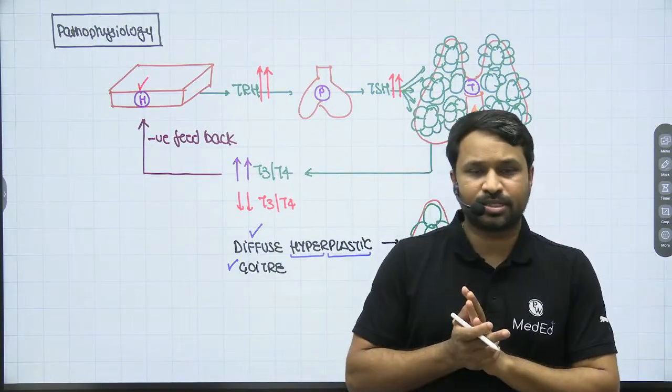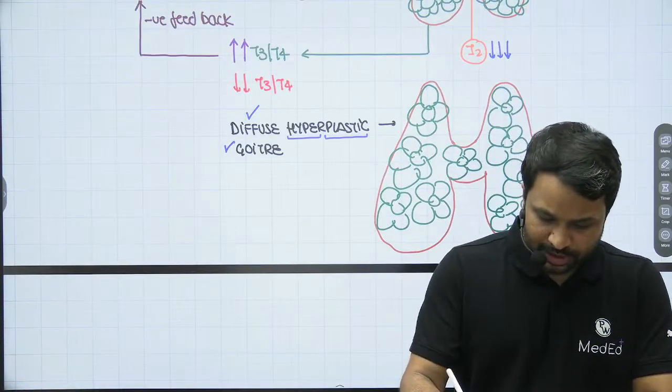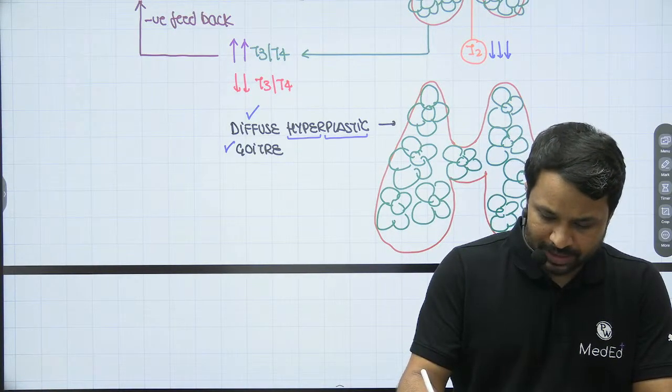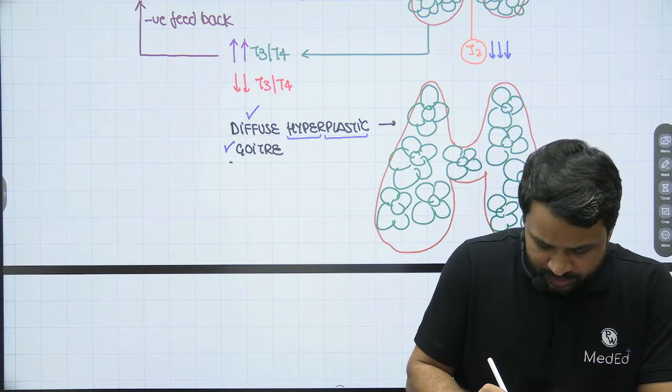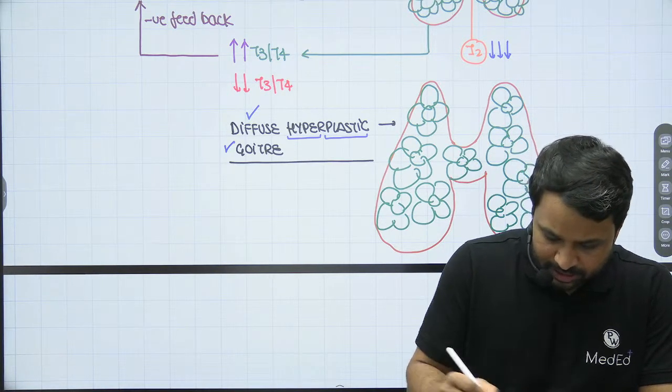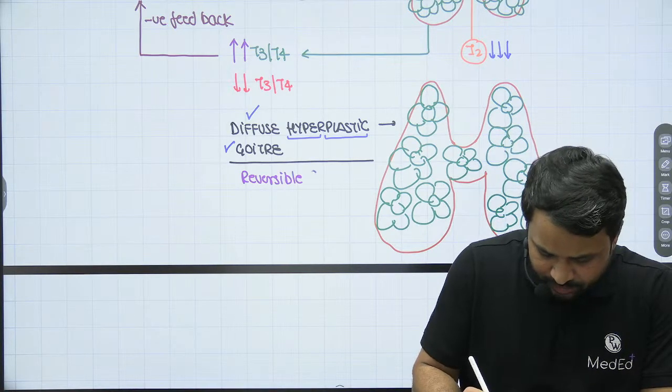Did you all understand this? Did you understand how the gland is getting enlarged? Now the good news is this diffuse hyperplastic goiter is a reversible state. It is a reversible condition.